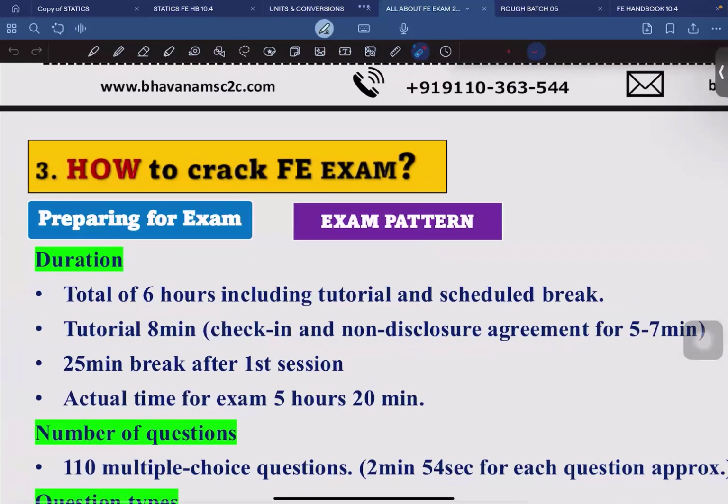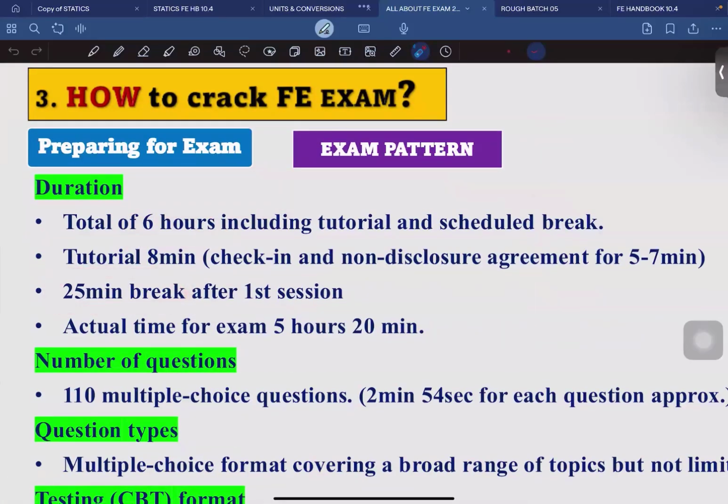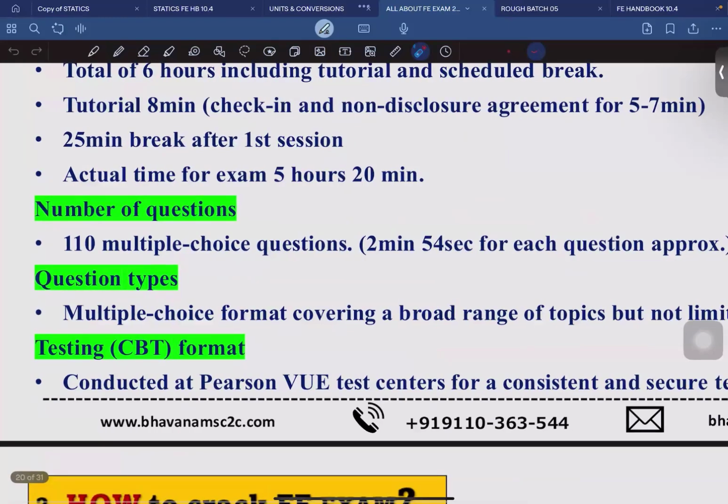It's a gross time. In between, it's like morning session and afternoon session with a break between that. If you remove the break of around 25 minutes, actually we have 5 hours, 20 minutes to write the actual exam. And if you divide this by 110 questions, you'll get around 2 to 3 minutes for each question. So 2 to 3 minutes is pretty sufficient time, and the level of questions in the exam will be basic.